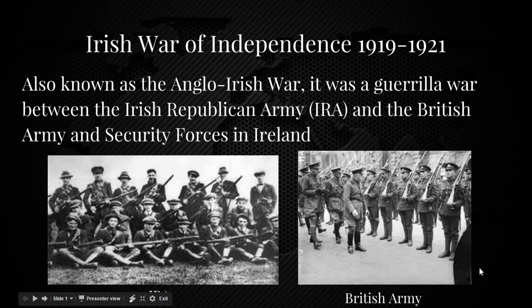The Irish War of Independence was a guerrilla war fought between two belligerents, which were the IRA, also known as the Irish Republican Army, and the British Army, along with British security forces in Ireland from 1919 to 1921.